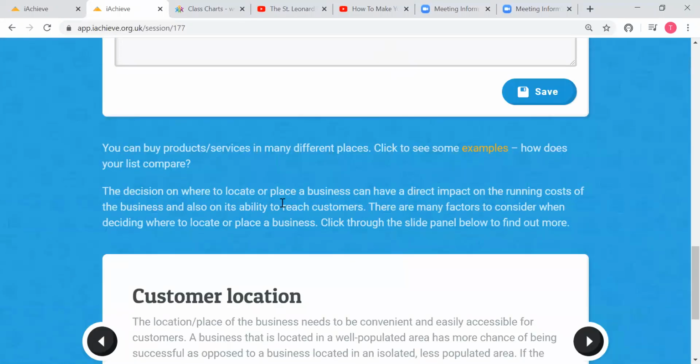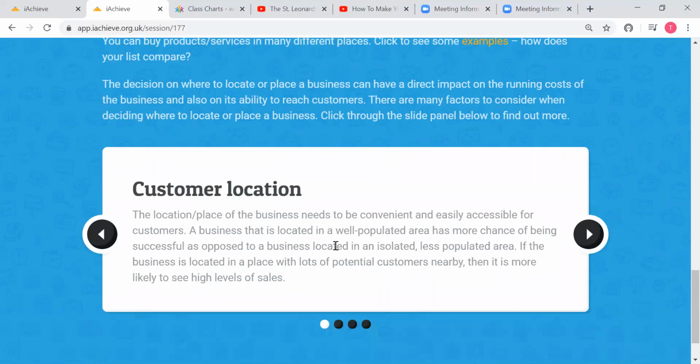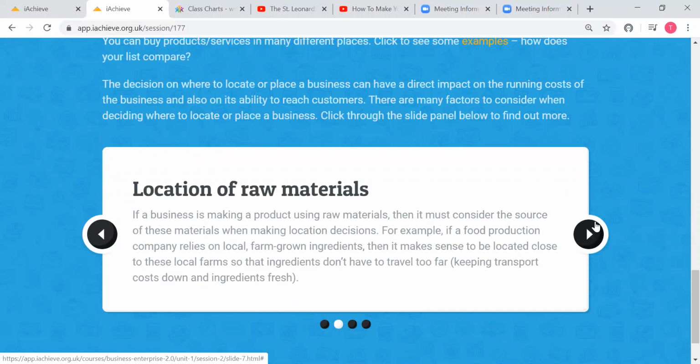So where you locate a business depends on various different factors. The first factor would be customer location. Where are your customers located and how easy is it to get the product to them? Second factor would be location of raw materials, particularly if you are providing goods. If goods are your product, then they are made of something. Where is the location of the materials that go into making those goods?